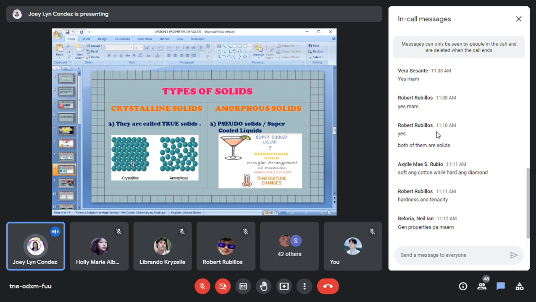The particles are closely compact to each other. While amorphous solids, look at their particles. They can flow. They look like the particles of liquids. For amorphous solids, for example, we have glasses. Glass is an example of an amorphous solid, or sometimes we call it a pseudo solid.